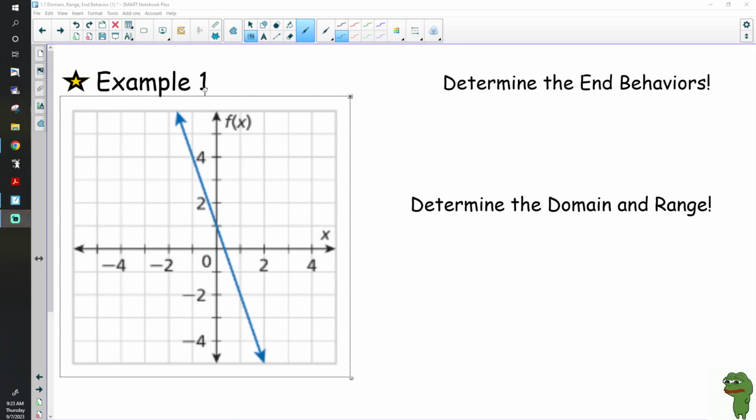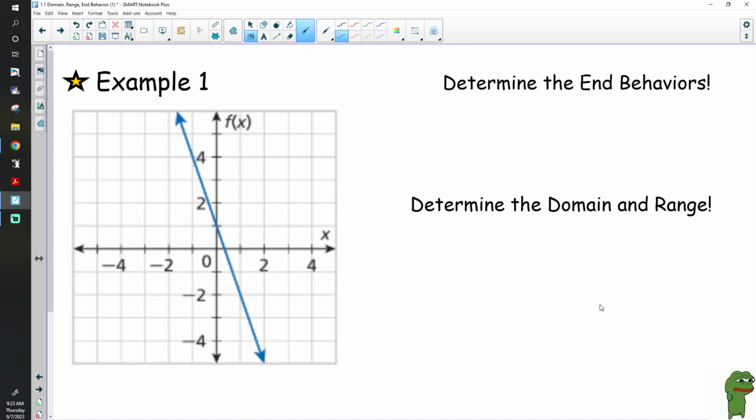Okay, example 1. We have 2 goals for each of these problems. We are going to first determine the end behavior just like we did, and then we're going to figure out its domain and range, which are the intervals we did yesterday with the brackets and parentheses. So, look at example 1. Easy peasy. On the left, what does it do? Positive infinity. On the right, what does it do? Negative infinity. So let's write it the official way.